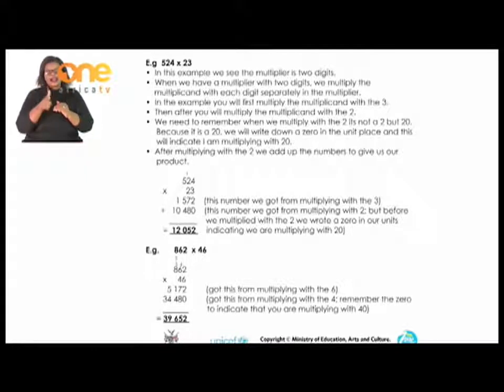We need to remember, when we multiply with a 2, it's not a 2, but 20. Because it's a 20, we will write down a 0 in the unit place, and this will indicate I'm multiplying with 20. After multiplying with a 2, we add up the numbers to give us our product. Good, boys and girls, let's go on the board.